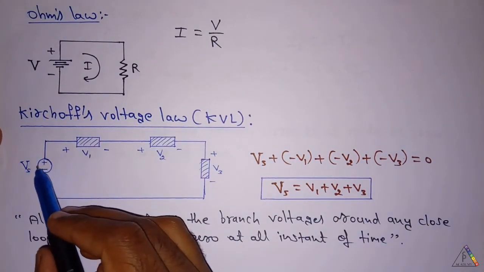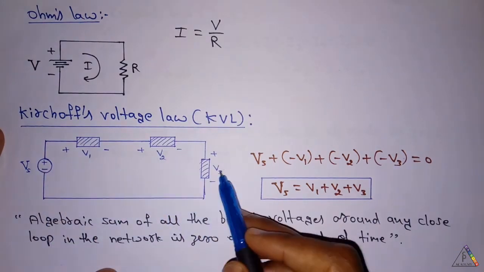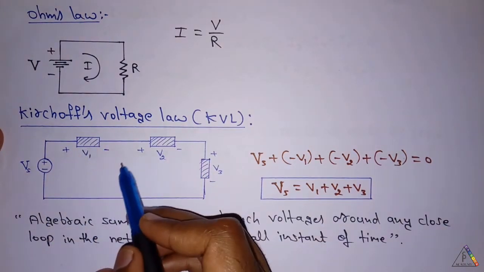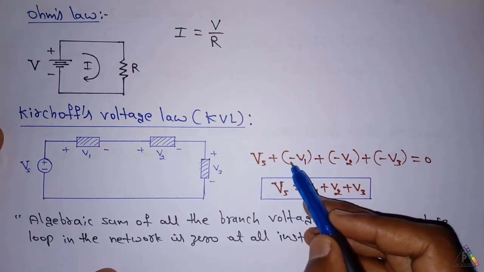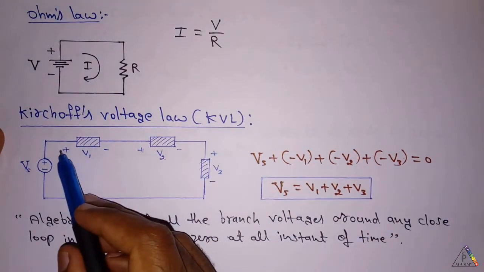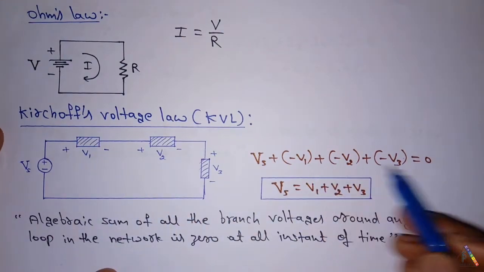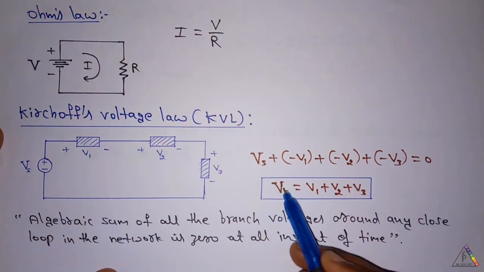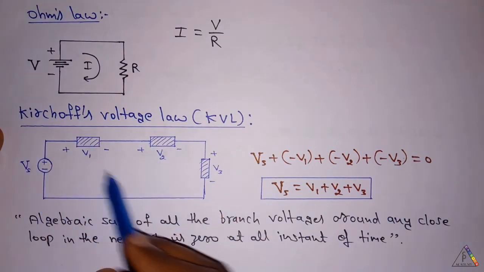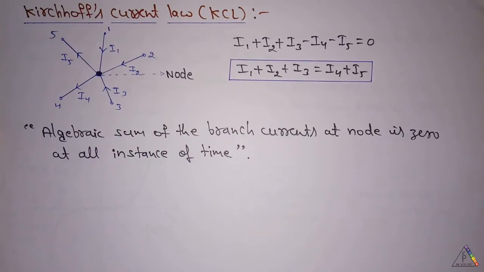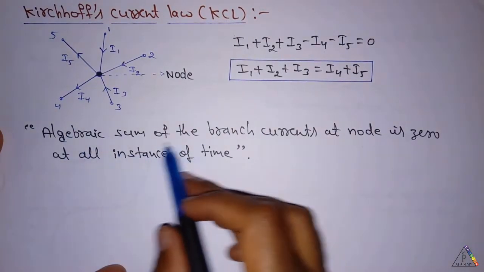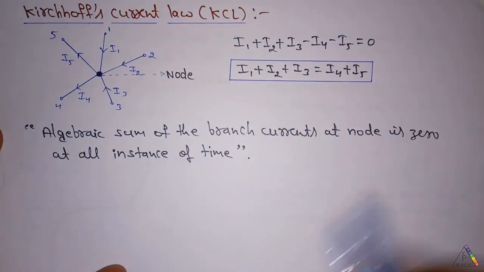Vs is the source voltage, and V1, V2, V3 are the voltages of the components in the circuit, that is Vs minus V1, where the minus sign represents the current flow from higher potential to lower potential, minus V2 minus V3 equals 0. That is, the source voltage is equal to the sum of the voltages of the components in the circuit. Next is Kirchhoff's current law, that is KCL, which tells that the algebraic sum of the branch currents at a node is 0 at all instants of time.